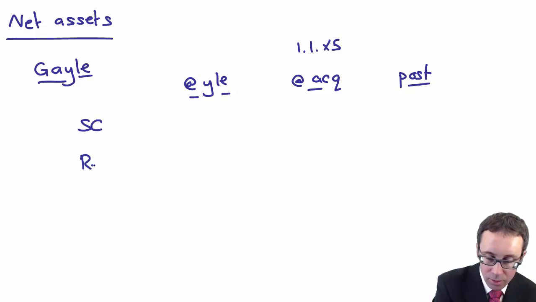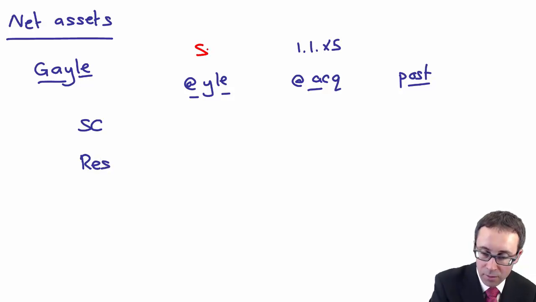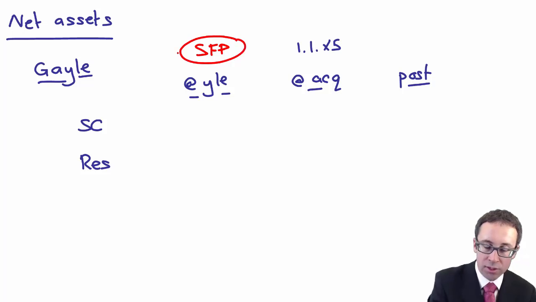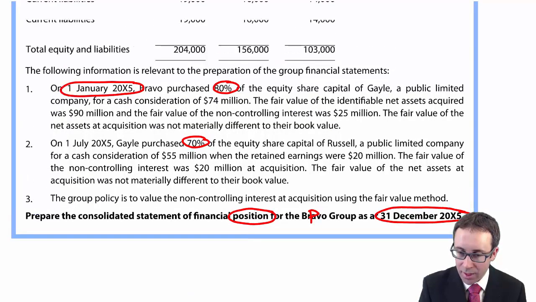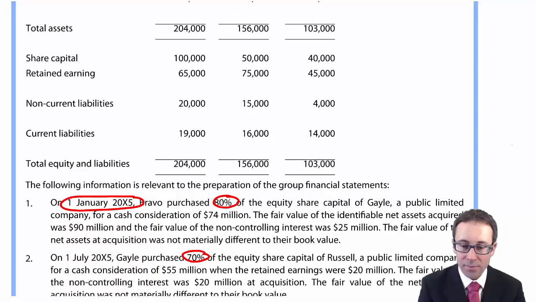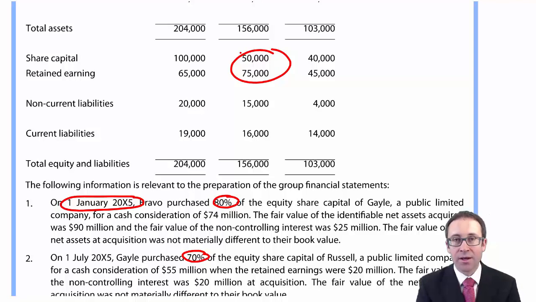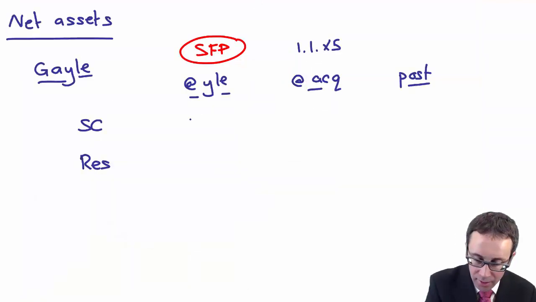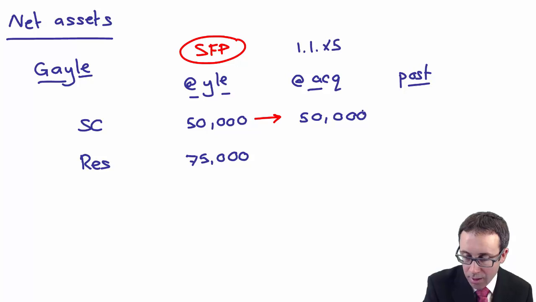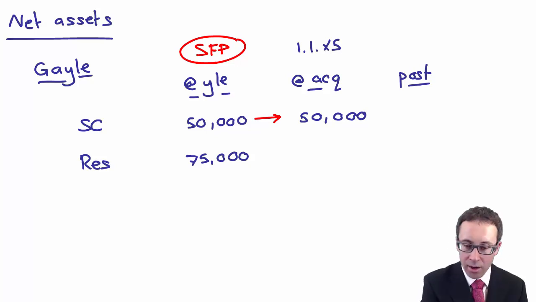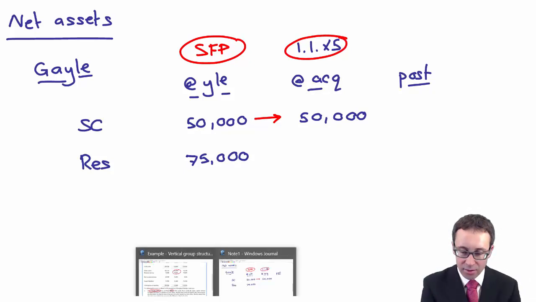We have share capital, we have reserves, don't we? The year-end figures are usually straightforward. We just get them from the statement of financial position, don't we? So if we look at Gale's SFP, you can see there that we have 50,000 and 75,000. So I can put in the 50, I can put in the 75. Don't forget, whatever figure you have at year end for the share capital will be the same at the acquisition date. And what we need are the retained earnings at the 1st of January X5.